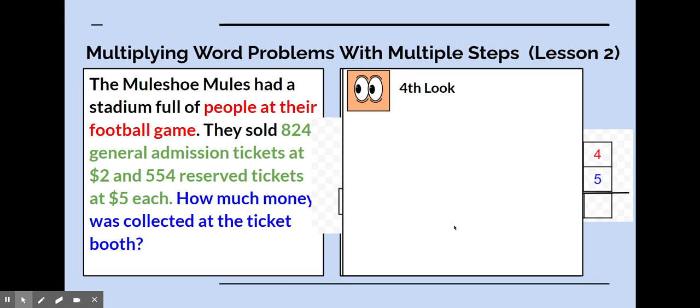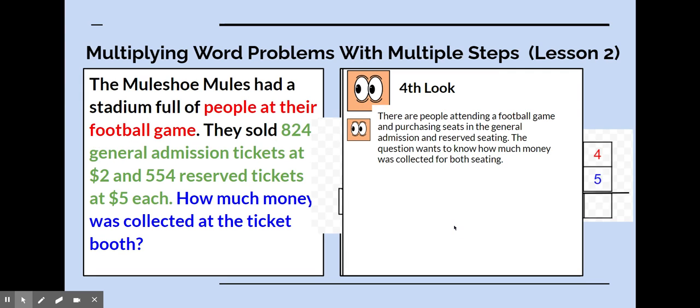In our last and fourth look, we will use our first 3 looks to summarize our steps to show how our answer is reasonable. The Muleshoe Mules had a stadium full of people at their football game. They sold 824 general admission tickets at $2 and 554 reserve tickets at $5 each. How much money was collected at the ticket booth? In our first look, we noticed there are people attending a football game and purchasing seats in the general admission and reserved seating. The question wants to know how much money was collected for both seating.